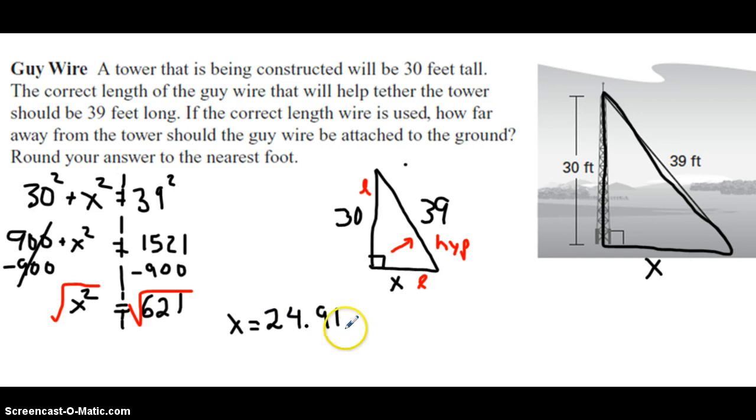24.91. And again, it asks us to round to the nearest foot, so that's talking about this place right there, the 4. Looking at this 1, that doesn't change the 9, but the 9 does tell us to round up, so we will round this to 25 feet.